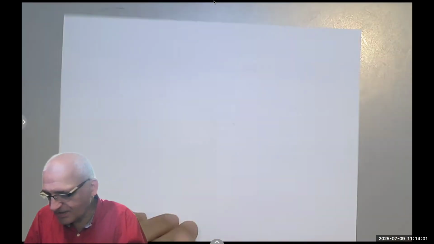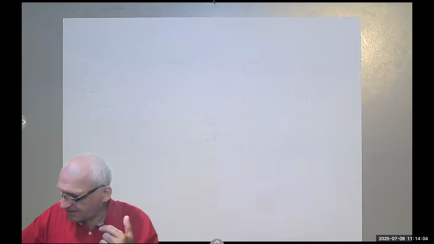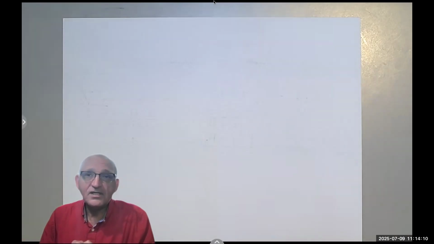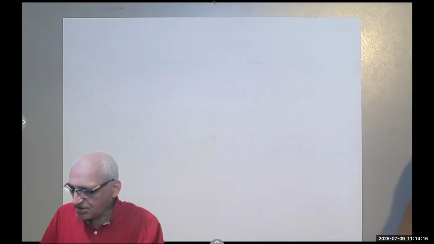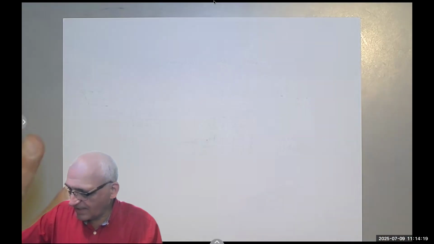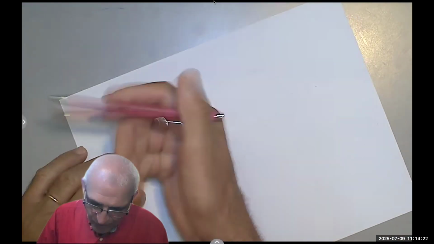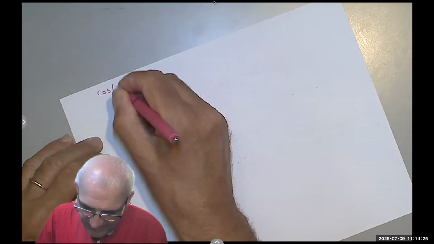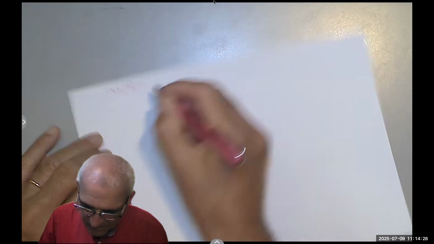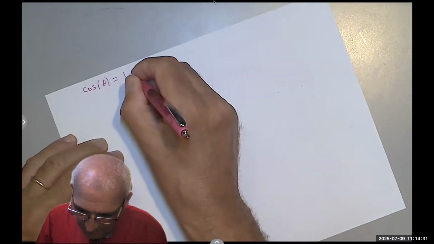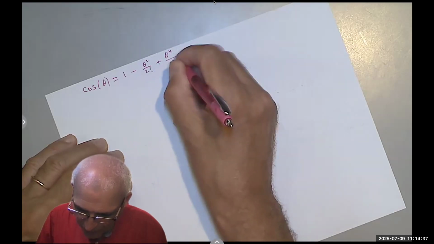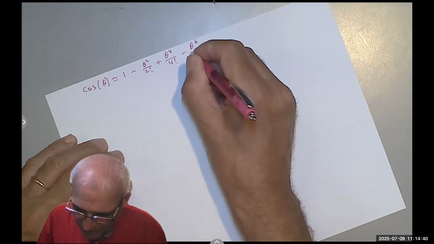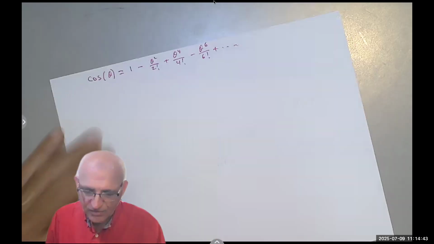Let's wait for a second, and then I'm going to draw your attention to a session I did on expansion of trig functions like the sine, the cosine, and also we did the e to the x. Just quickly, I'm going to write them down without deriving. We did the cosine of theta. We used x, but it doesn't matter what variable you use. And this was 1 minus theta squared over 2 factorial plus theta to the 4th over 4 factorial minus theta to the 6th over 6 factorial, and so on and so forth.